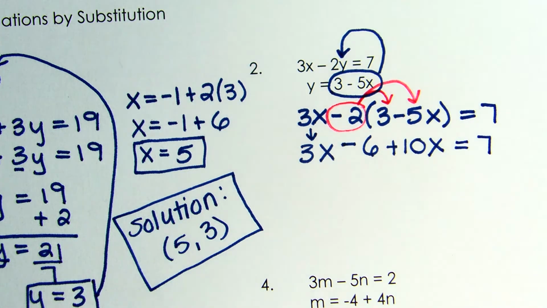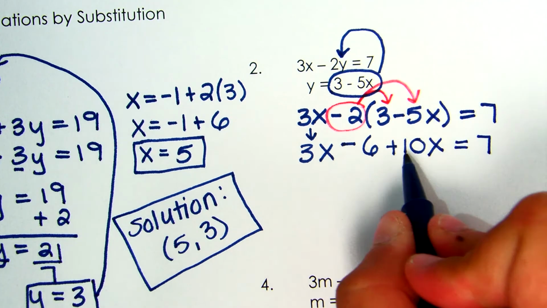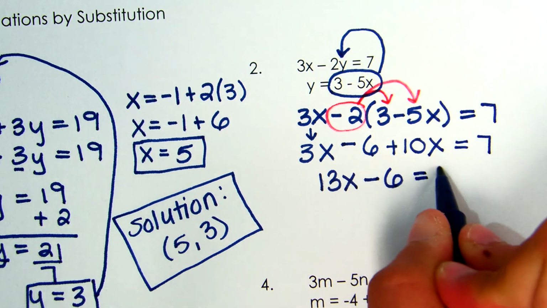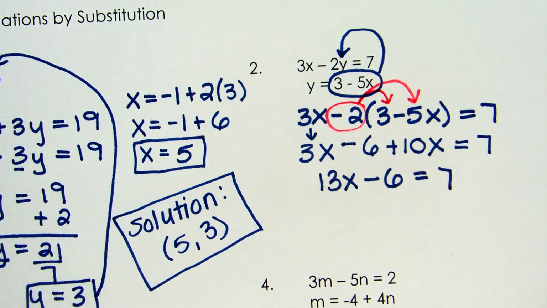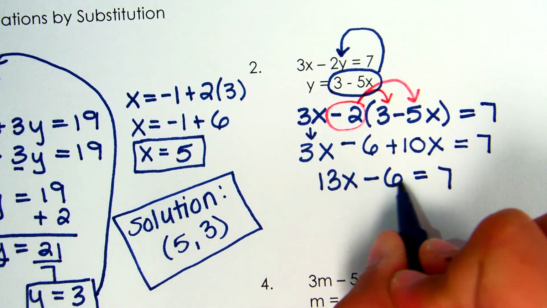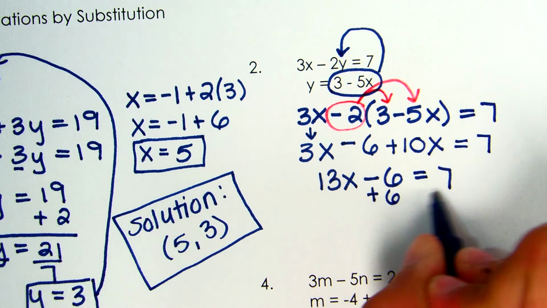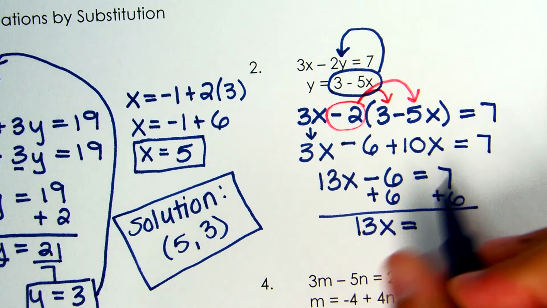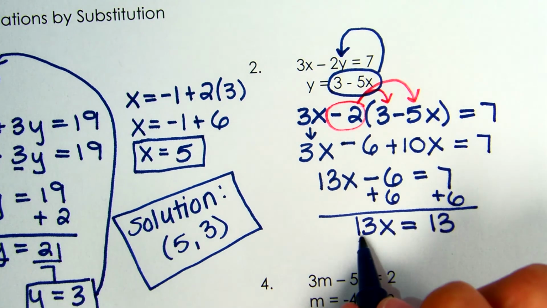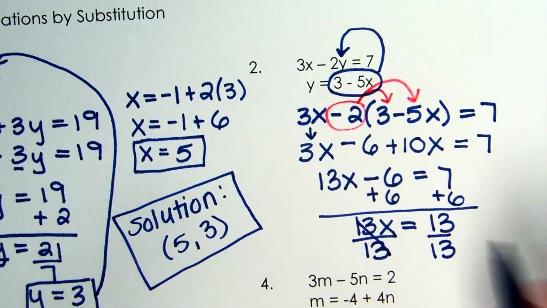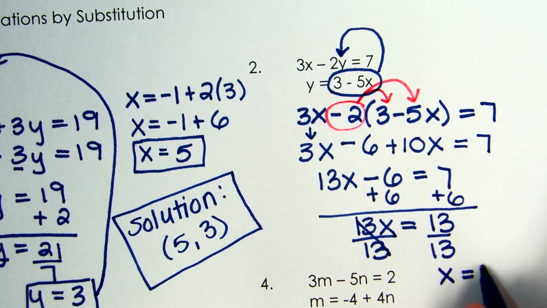Now I combine like terms and solve for the only variable that's left. 3x and a positive 10x makes 13x minus 6 equals 7. I need to get the 13x alone, so the opposite of minus 6 or subtracting 6 is to add 6. 13x equals 13. 13 times x, I get rid of it by dividing by 13, and therefore x equals 1.